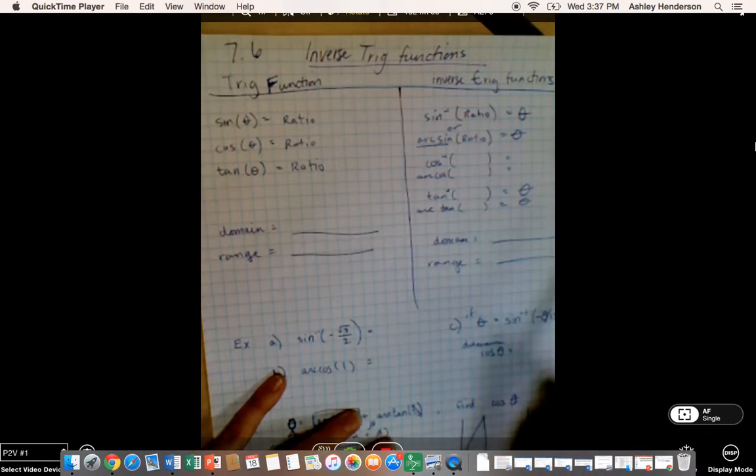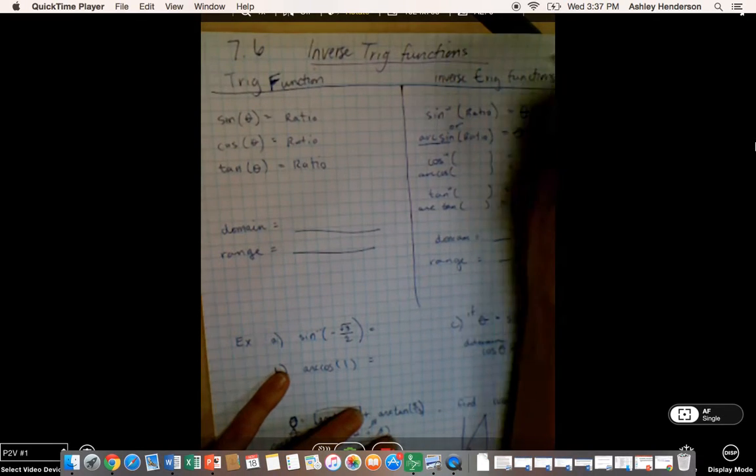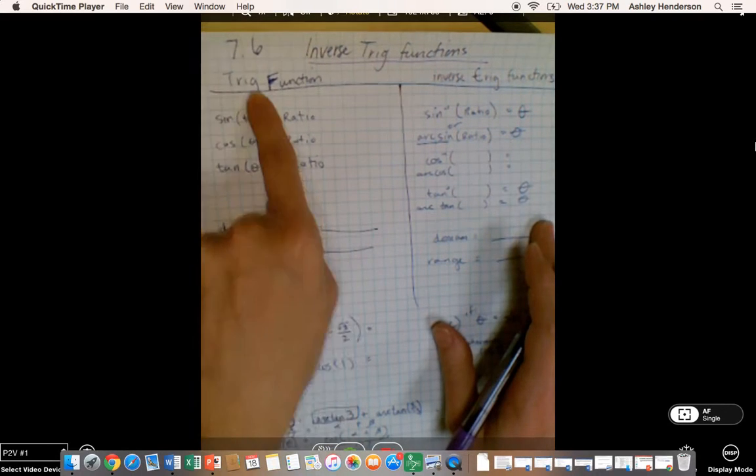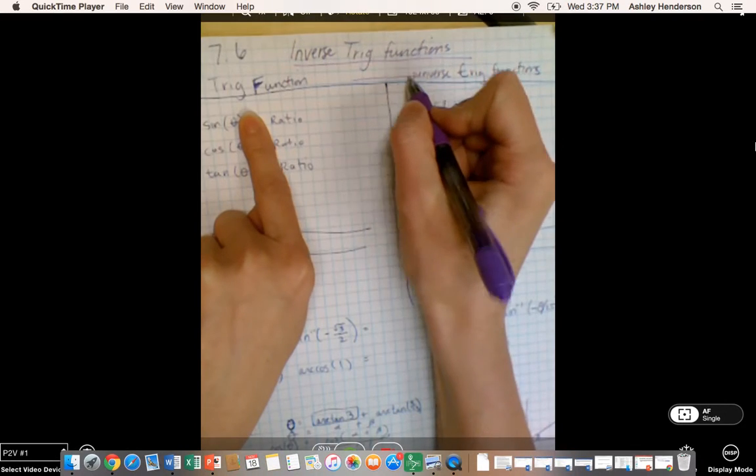So now I'm making a video, and this is 7.6 inverse trig functions. I already hit play, just so you know. Hey guys. Okay, trig functions versus inverse trig functions.